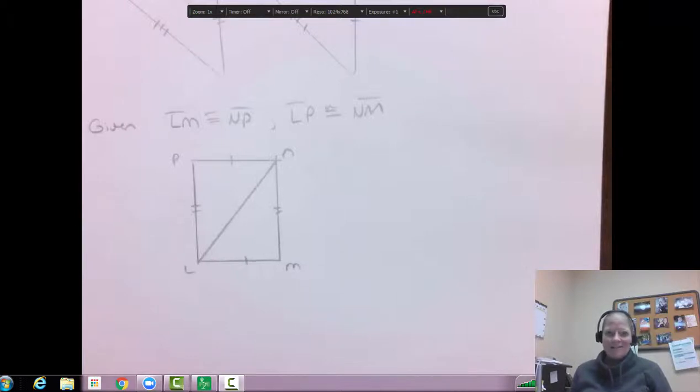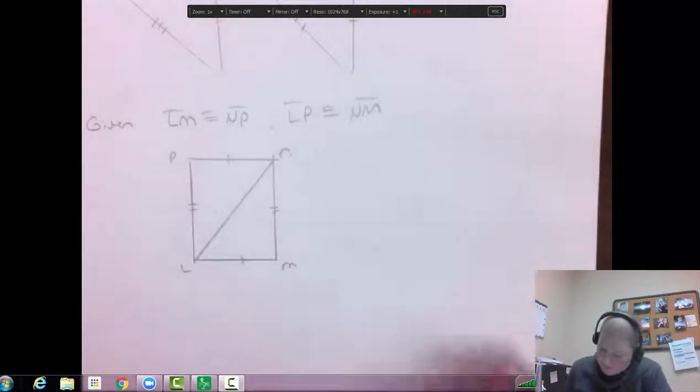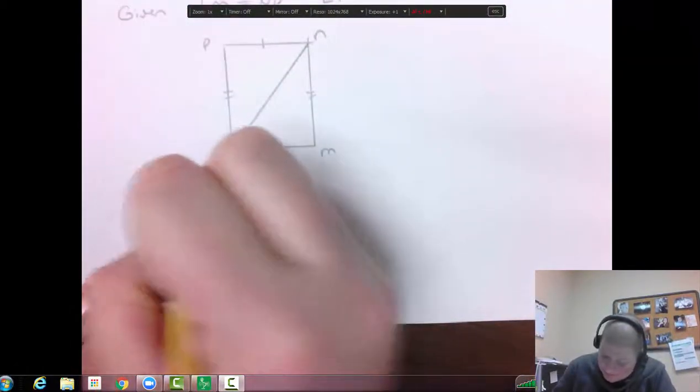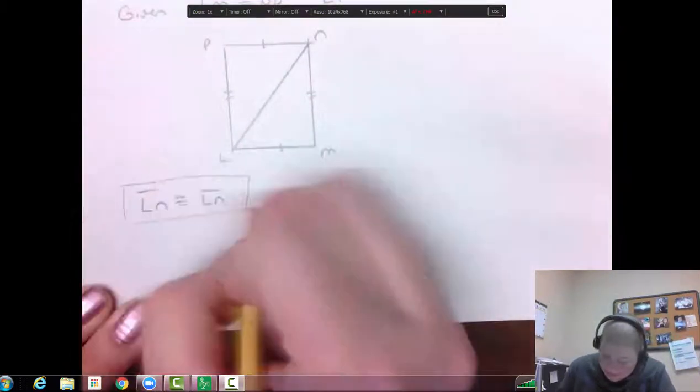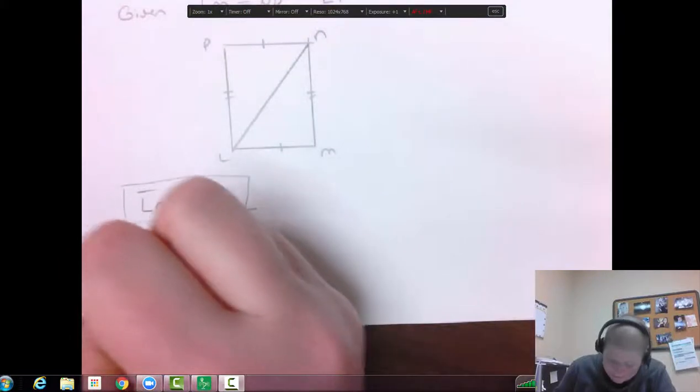Well, it's the same line, right? So we use the reflexive property to say, well, if it's the same thing, they're congruent. So here's where I'm going to go with this. I'm going to do a flowchart proof, and I'm going to say, well, LN is congruent to LN because of, here's my little box, reflexive.